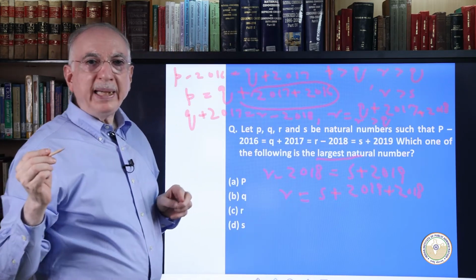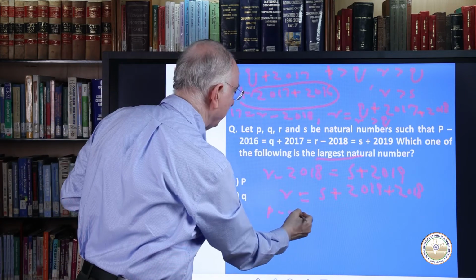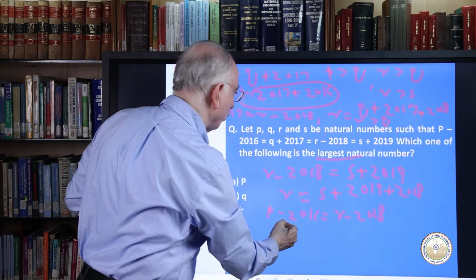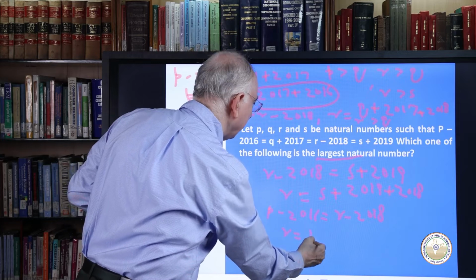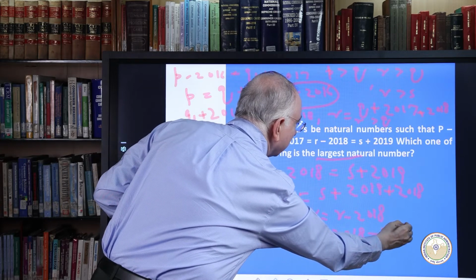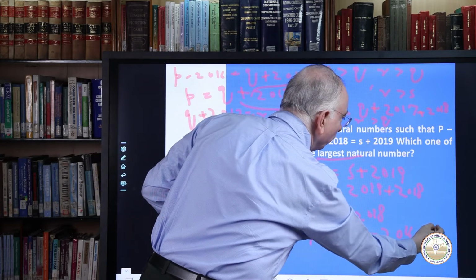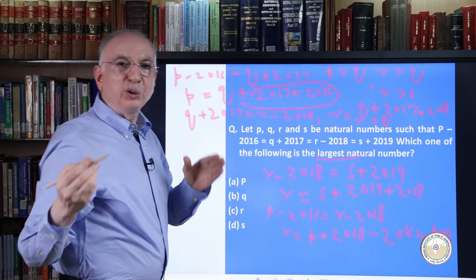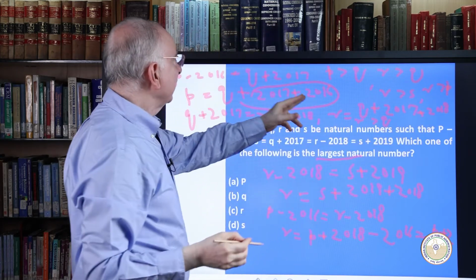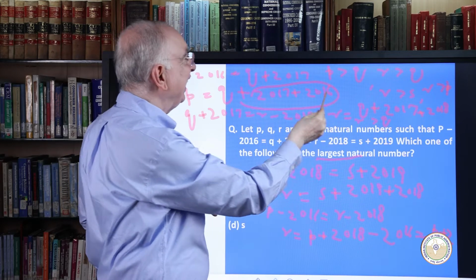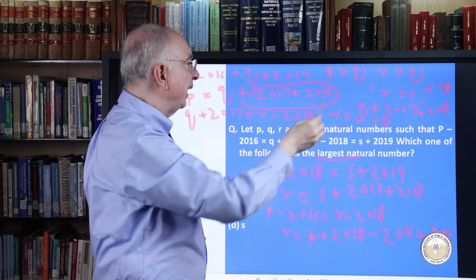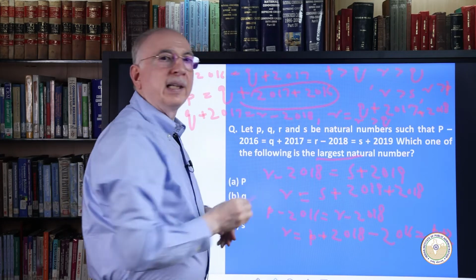Now look at this. P and this relationship, P minus 2018 is equal to R minus 2018. So R is equal to P plus 2018 minus 2016. That means R is equal to P plus 2, and 2 is a positive quantity. Therefore, R is greater than P as well. R is greatest of all because R is greater than S and R is greater than P. P is greater than Q. So, therefore, R is the largest number. Option C is the right answer.